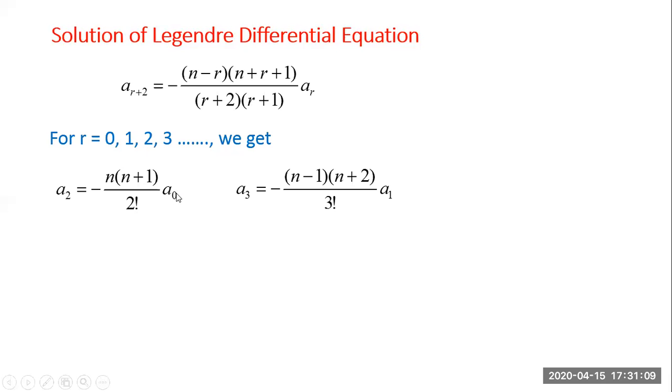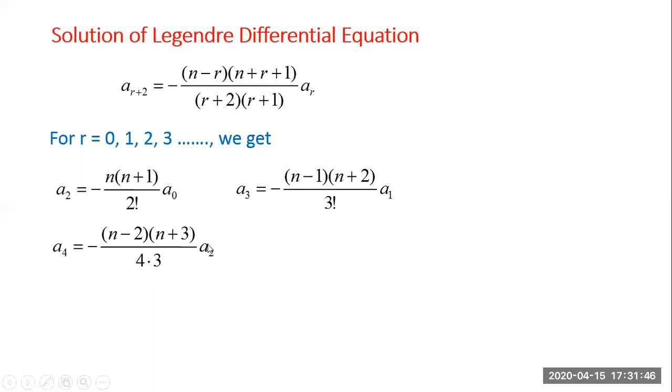Next take r is equal to 1. You get a3, since 1 plus 2 is 3, equals minus n minus 1, n plus 1 plus 1 is n plus 2. Here we get 1 plus 2, that is 3, into 2, that is 6. 6 can be written as 3 factorial, a1. Next put r is equal to 2, you get a4 is equal to minus n minus 2, n plus 3 by 4 into 3. R is 2, so you get 2 plus 2 is 4, 2 plus 1 is 3, into a2.